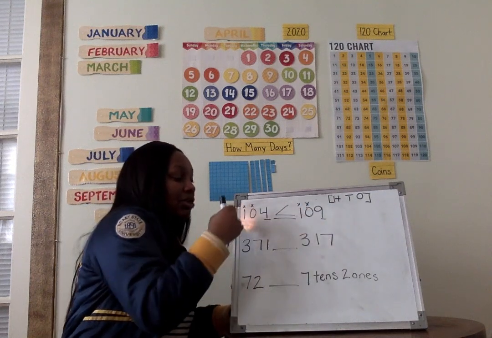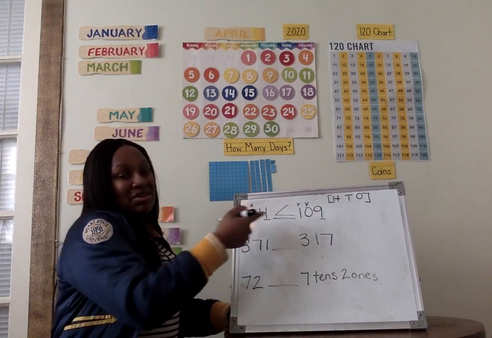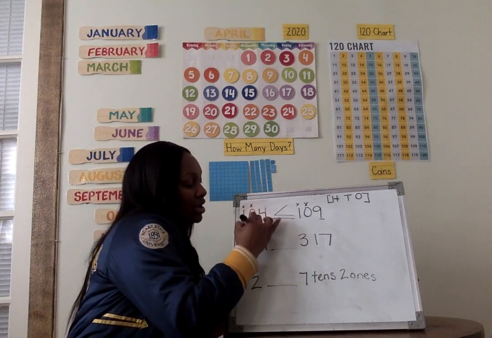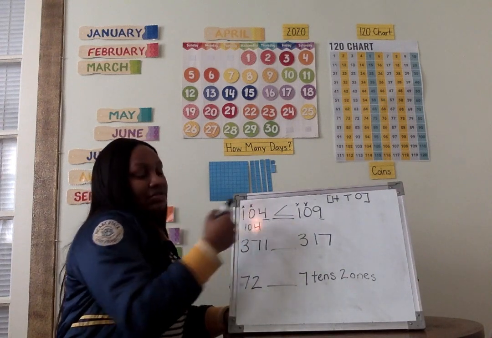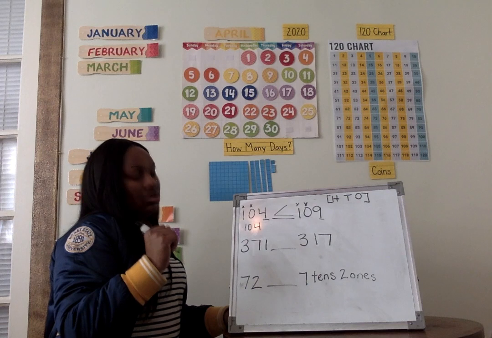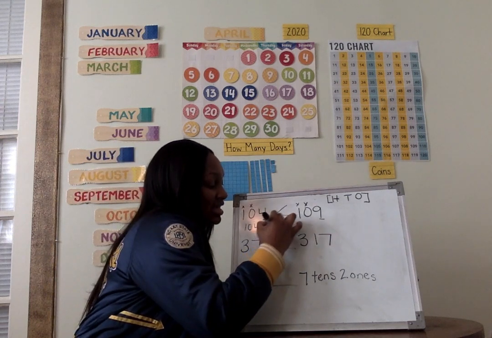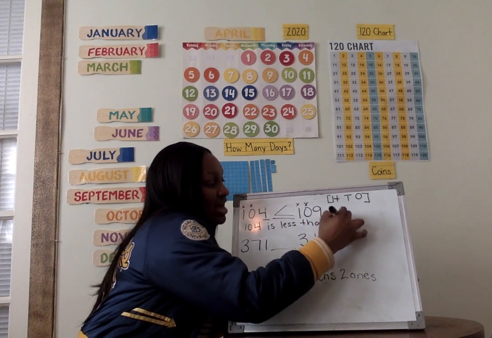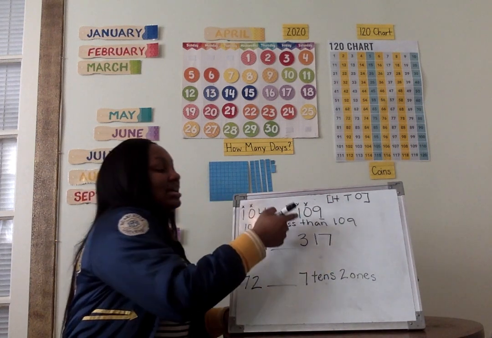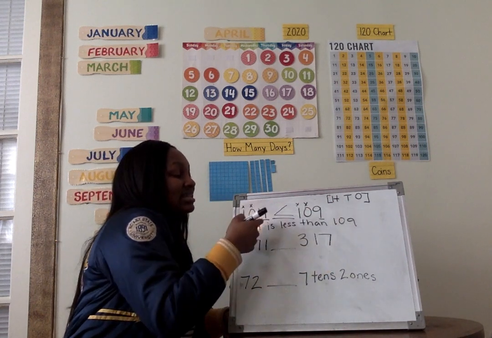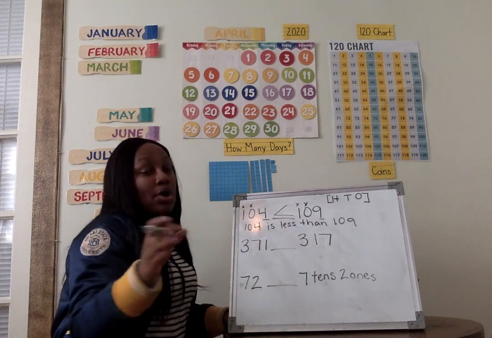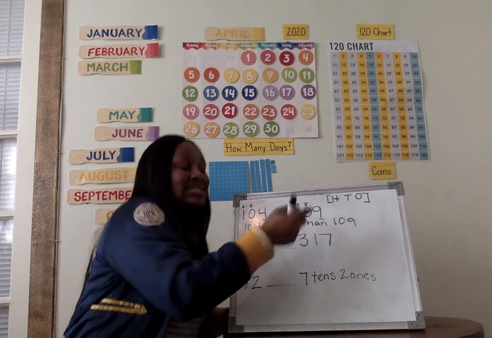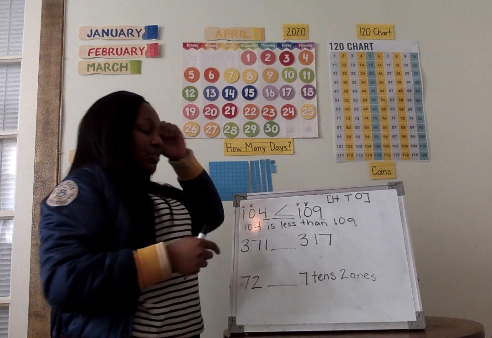But when I read it, I'm going to read it from left to right. Help me write the sentence. 104 is greater than, less than, or equal to. Yes, it's less than 109. And we know that because 9 ones is greater than 4 ones, or we could say because 4 ones is less than 9 ones. Let's try the next one together.